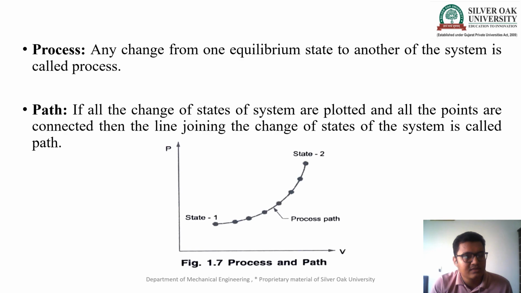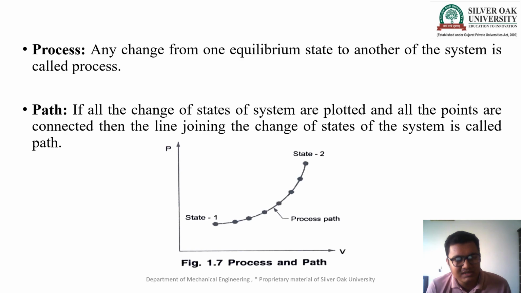Now we discuss the process and path. What is process and what is path? If I want to go from Ahmedabad to Vadodara, then whatever process I follow, that is called the process, and which path I follow to reach Vadodara from Ahmedabad, that is called the path. If I follow the Ahmedabad Vadodara Express Highway, then that is the path.